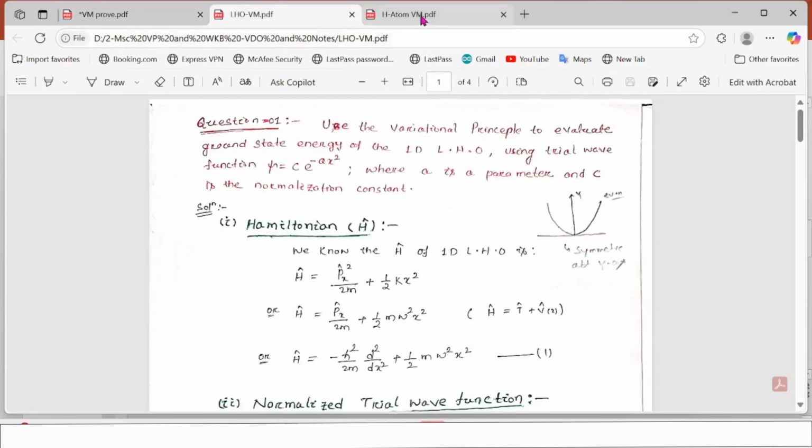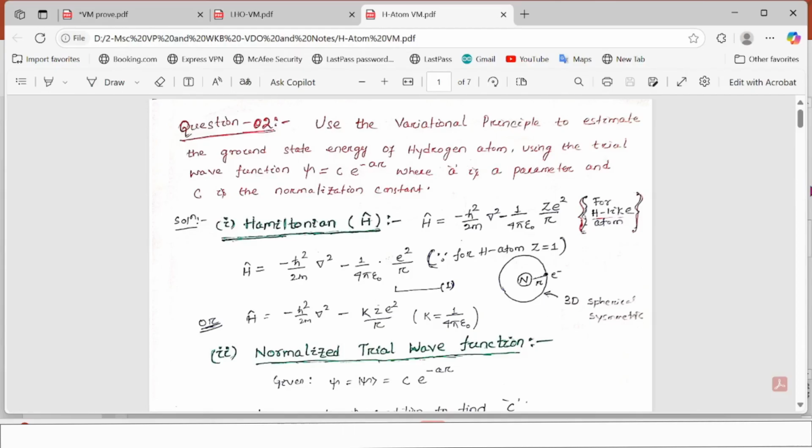In today's class, we are going to discuss this one. Question number 2: use the variational principle to estimate the ground state energy of the hydrogen atom using the trial wave function c e to the power minus ar, where a is a parameter and c is the normalization constant. Here the normalization constant is given, but it is not normalized. That means we have to normalize this wave function. So we have to follow these steps and solve this question, or find the ground state energy of the hydrogen atom. Okay, so let us start.